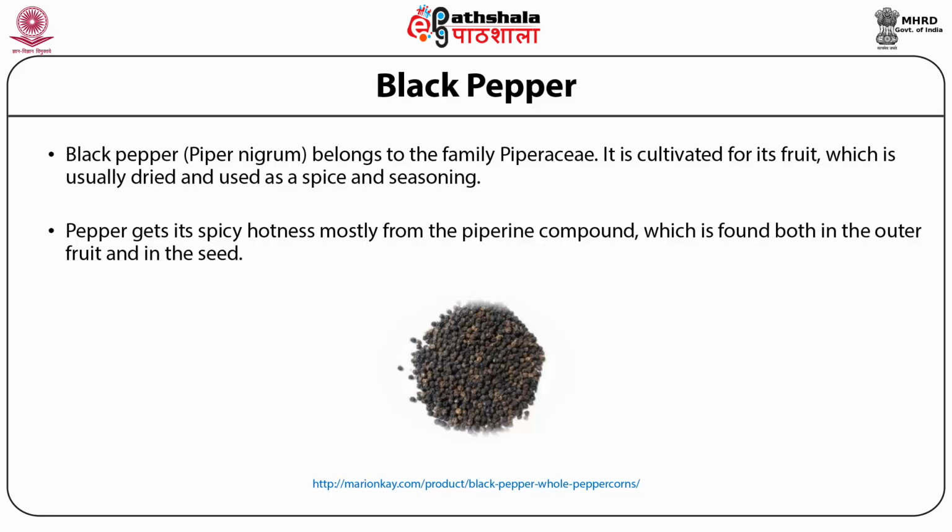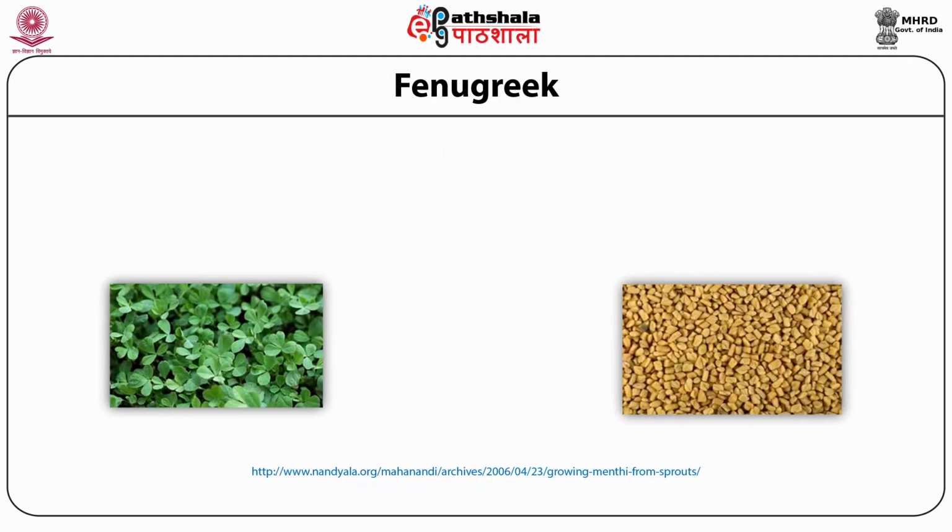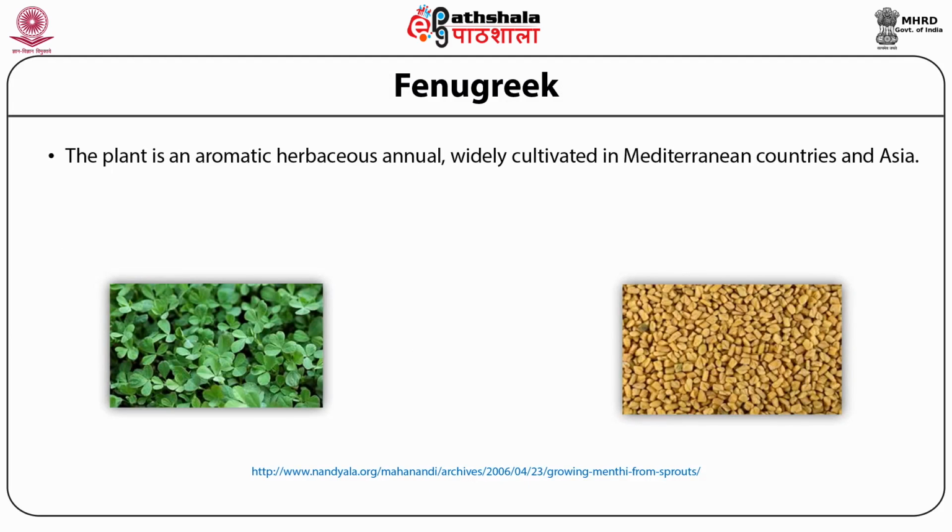Fenugreek. The plant is an aromatic herbaceous annual widely cultivated in Mediterranean countries and Asia. Fenugreek, known as Trigonella foenum-graecum, belonging to family Fabaceae, is an annual plant called methi in Hindi and is native to South Europe and Asia. India is the largest producer, and it is widely naturalized.